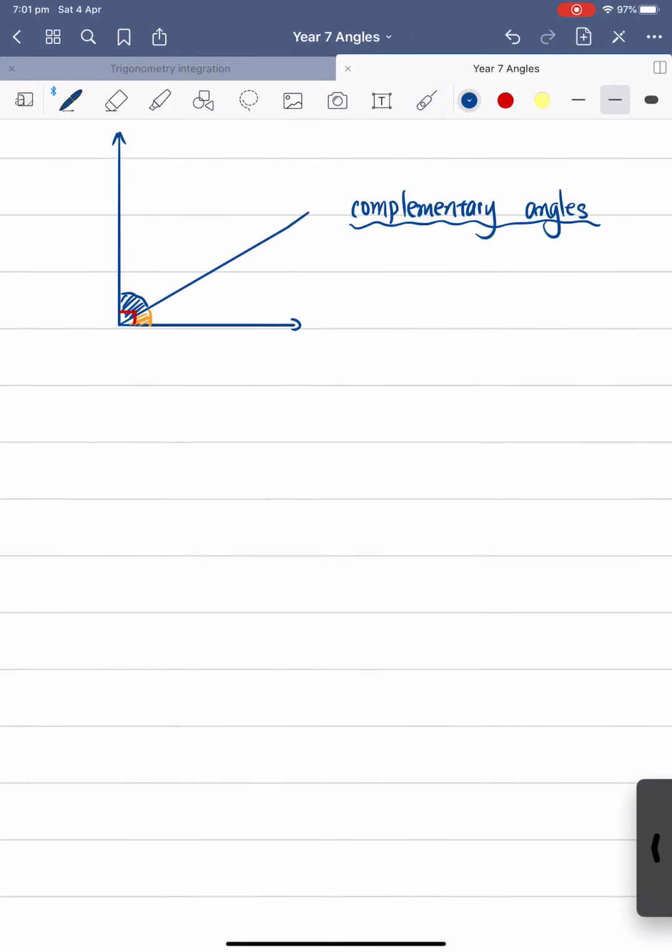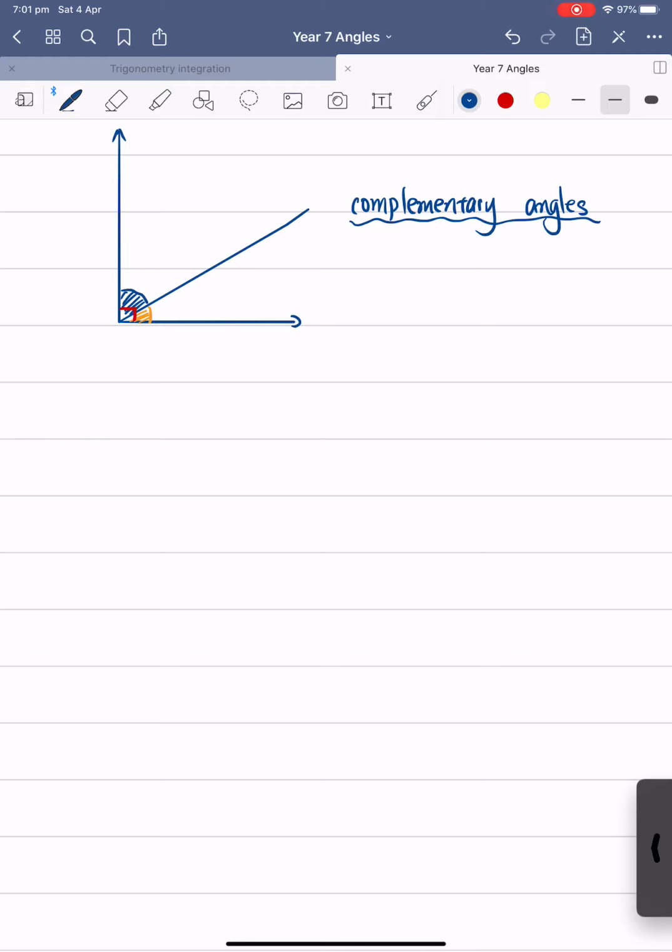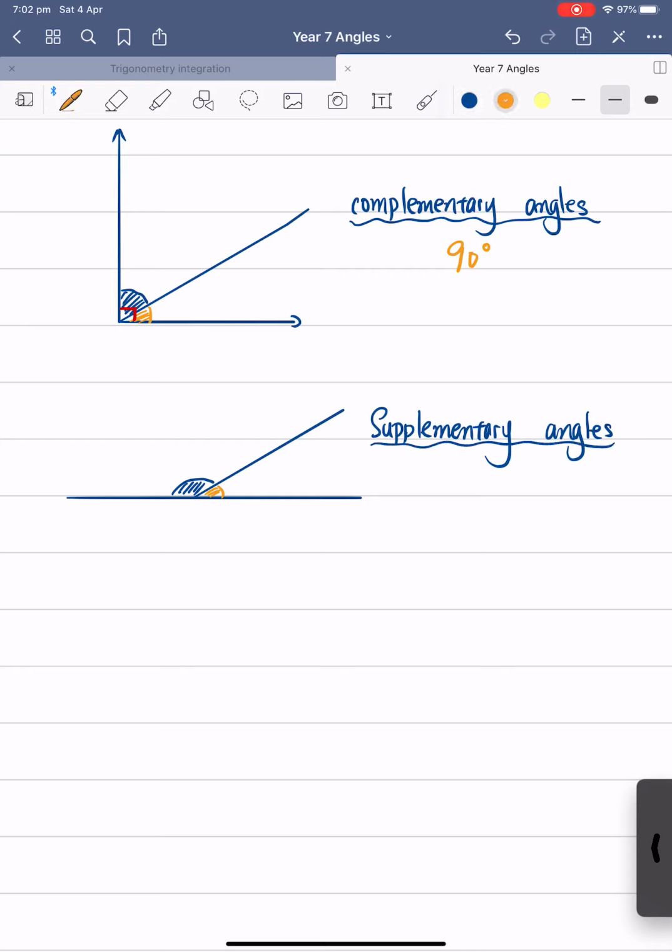Alright, so the next one is called supplementary angles. It's when we have a straight angle, which is 180 degrees, and this angle is broken into two or more angles, and we call that supplementary angles, because supplementary angles, when they add together, are equal to 180 degrees. So complementary angles add together is equal to 90 degrees, and the supplementary angles add together is equal to 180 degrees. Alright, supplementary angles. And then when we add all these angles together, it is equal to 180 degrees.